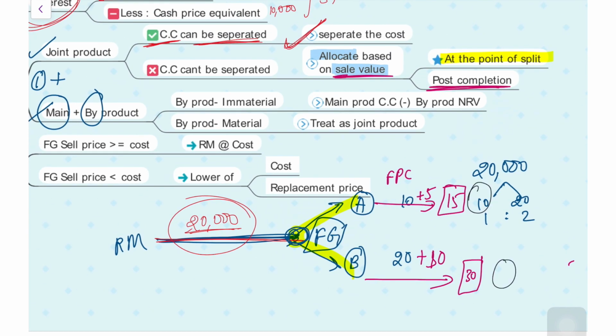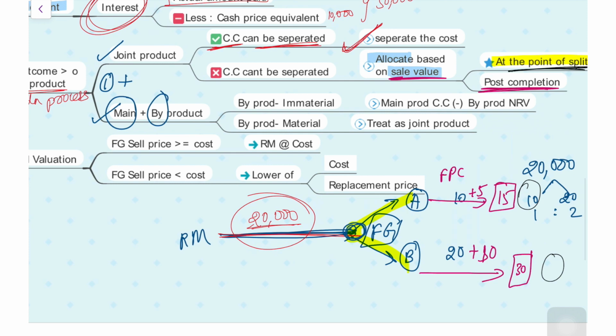So I hope now it is clear. When the conversion cost can't be separated, take the sale value and split it at that ratio. What will be the sale value? First preference, the sale value at which you will be able to sell at the point of split itself. If you are not able to find out the sale value at the point of split, then take the sale value post completion, after you have incurred all the further processing costs and the total product is completely ready. Okay, that's about joint products.